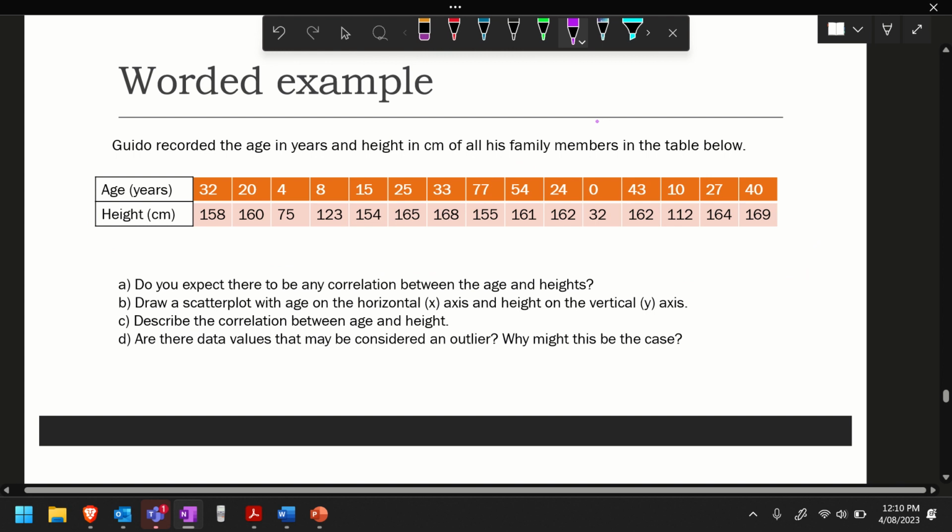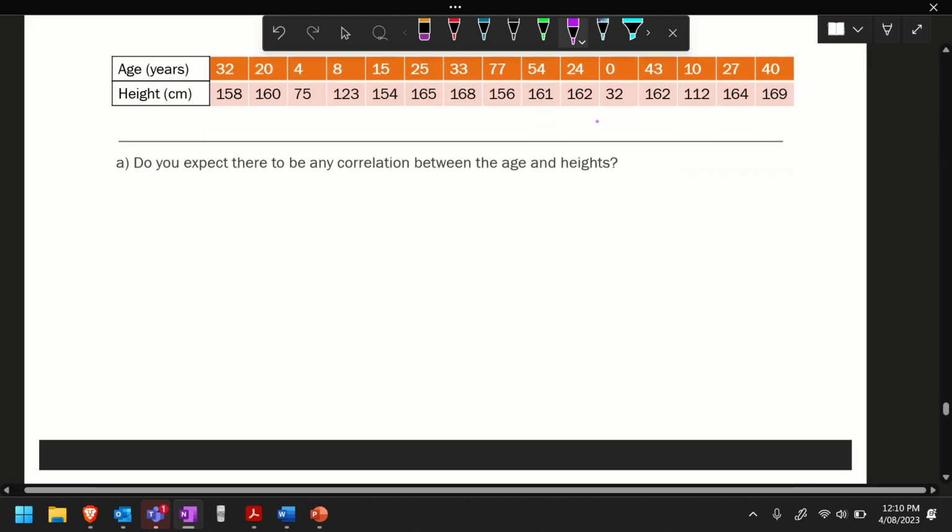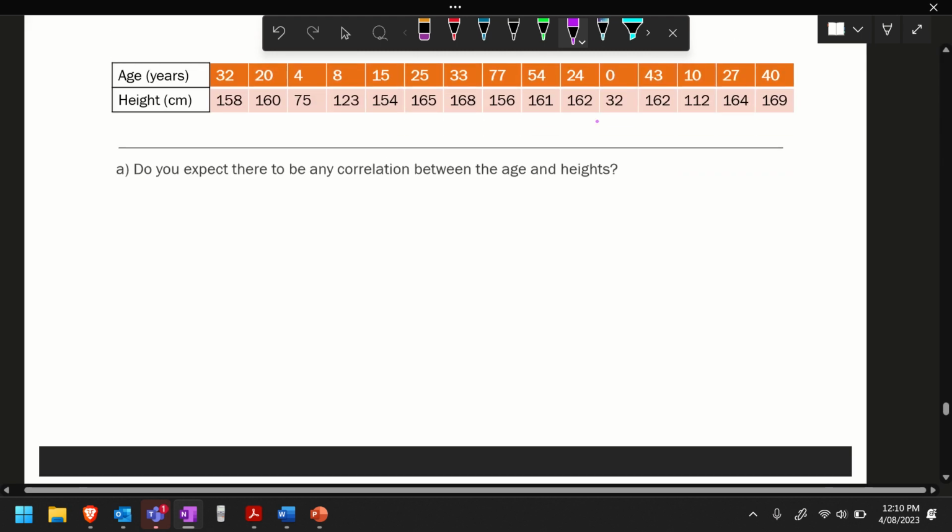Just keep that in mind. There's 4 questions we need to look at. Do we expect there to be any correlation between the heights? So is there a connection between them? Draw the scatter plot, describe the correlation, and then is there any value that might be an outlier? First things first, we need to answer this, and I want you to write it in there. Because I did mention before with the time series graph, you're going to get questions that aren't necessarily mathematical. It's going to ask you these sorts of questions. When we say correlation, we mean any connection.